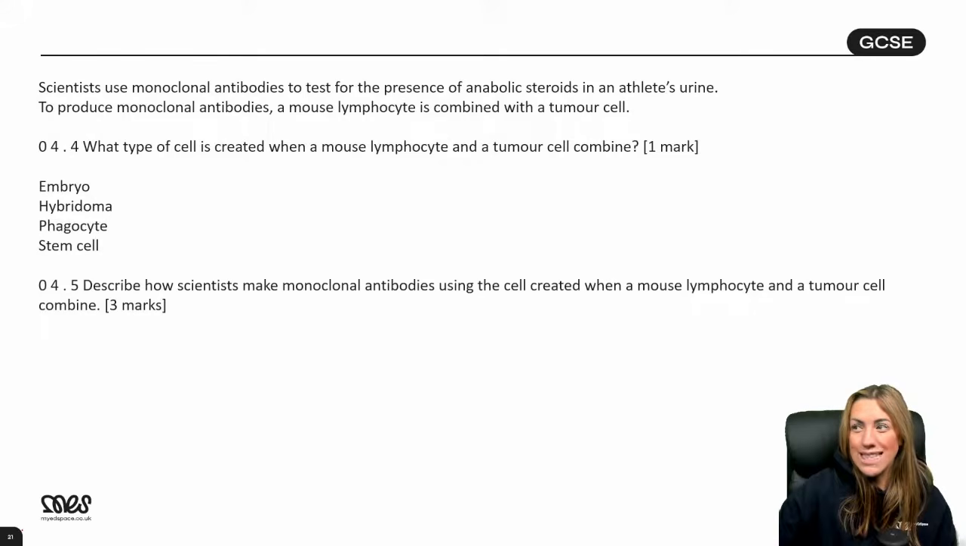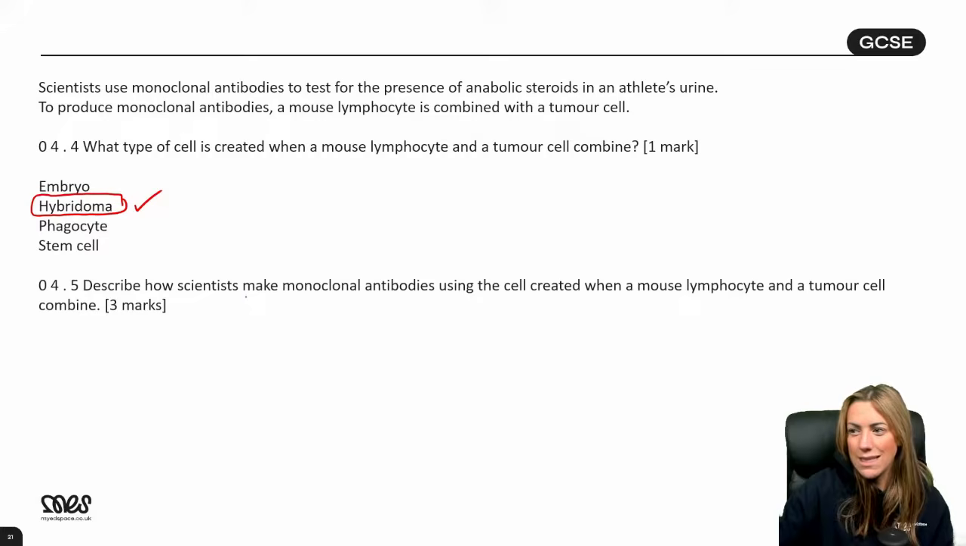Scientists use monoclonal antibodies to test for the presence of anabolic steroids in an athlete's urine. Now, monoclonal antibodies, remember, are produced by cloned lymphocytes. So they'll all be exactly the same shape and they'll all bind to the same antigen or the same protein, or in this case, they'll all bind to the anabolic steroid. To produce monoclonal antibodies, a mouse lymphocyte is combined with a tumour cell. What type of cell is created when the lymphocyte binds with a tumour cell? It's called a hybridoma. So that's just a multiple choice question.